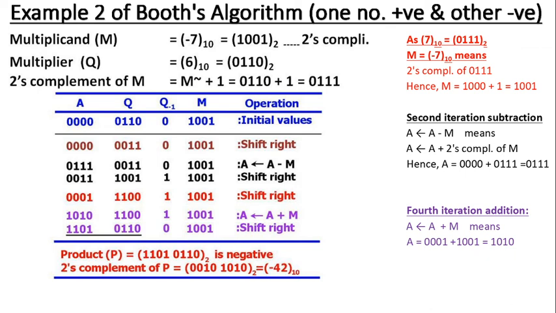Both the numbers, minus 7 and minus 6, are to be represented in 2's complement form as M and Q. Then get the 2's complement of M itself, and then carry on such 4 iterations, develop that table and generate the corresponding product. And as you have performed the multiplication of 2 negative numbers, the final 8 bit product would be positive. I have verified this. You have to verify.